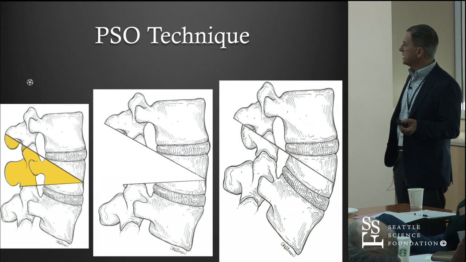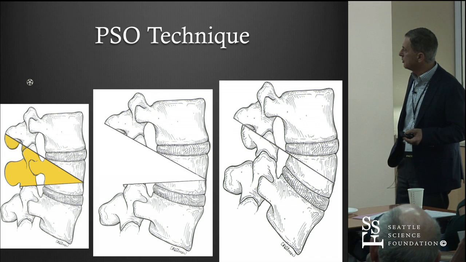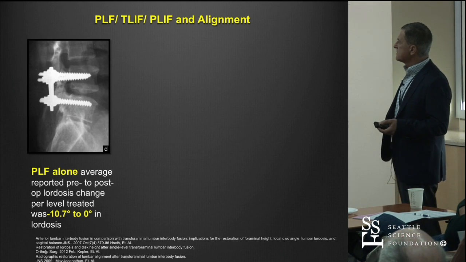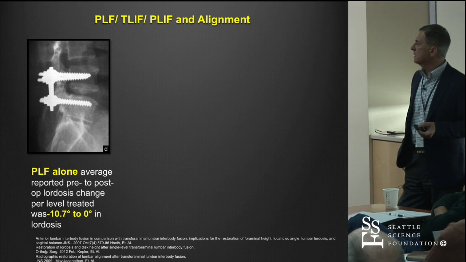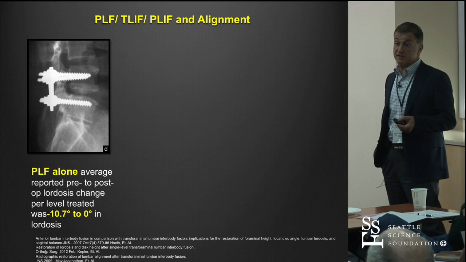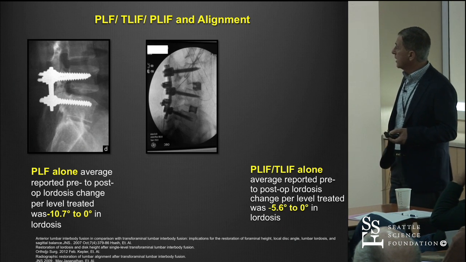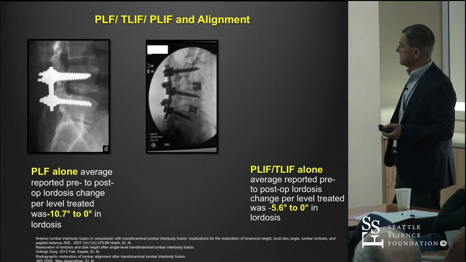That's a PSO technique. So it doesn't matter whether you had a fusion or not, because you're going to resect all those posterior elements and into the vertebral body. Some statistics, posterior lumbar fusion without interbody, and that has been published. The lordosis obtained is -10, so you lose 10 degrees, -10 to 0. If you do PLIF, TLIF alone, again, you lose 5 degrees to 0.